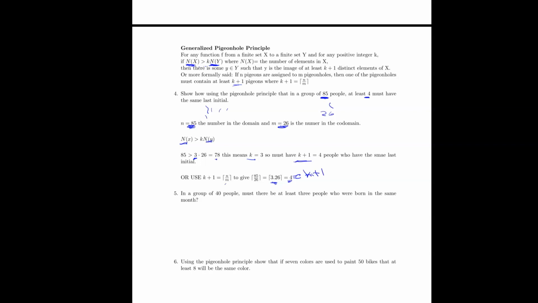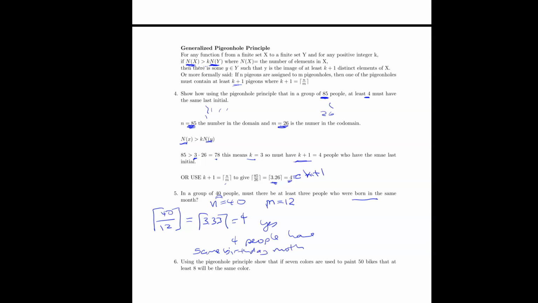Okay, so let's do this one. In a group of 40 people, so that's n equals 40, must we have some that were born in the same month? So then the m is 12, right? If I take the ceiling of 40 divided by 12, n divided by m, that gives me 3.33. So that number is 4. So that means yes, 4 people have the same birthday month.